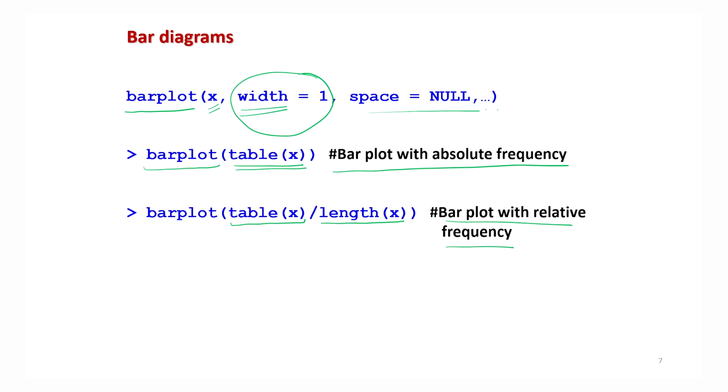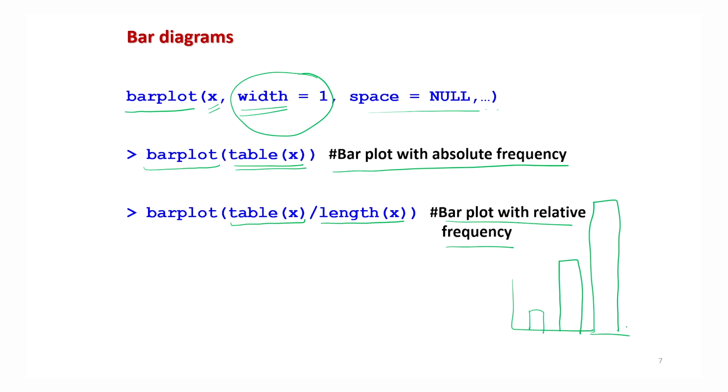So the maximum value of the height will always be 1, and it is more useful when the variation in the categories value is very high. For example, suppose in terms of absolute frequency, one data is here like this, another data is here like this. Somebody may have a class where the frequency is like this.